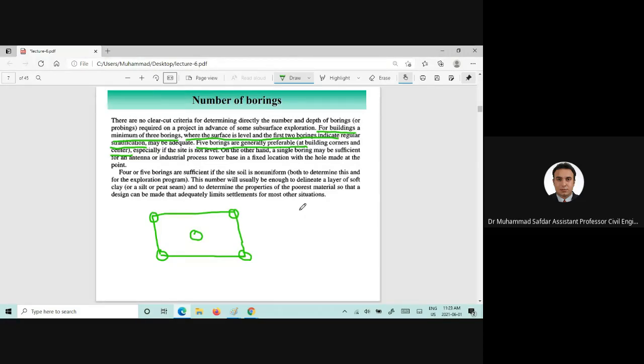Now, if a tower or antenna is constructed, boring can be performed at that particular location, or we can perform the boring just beside that location as well.